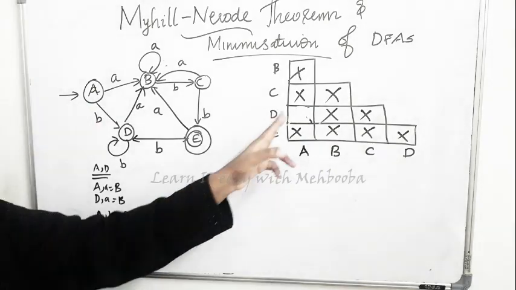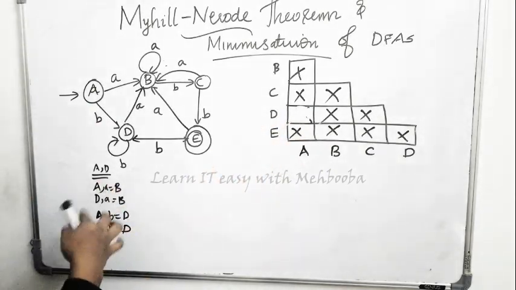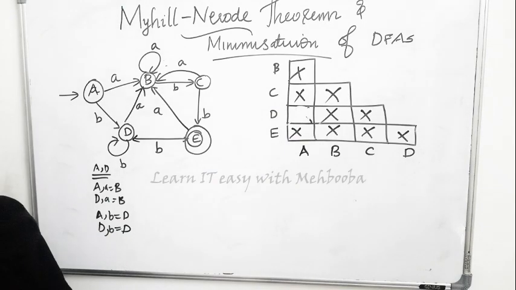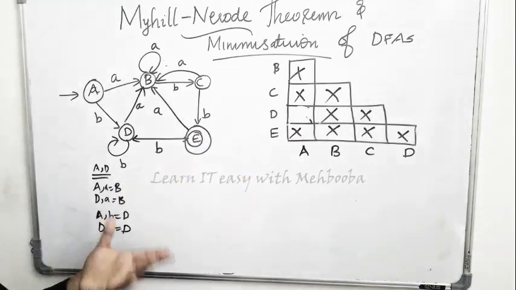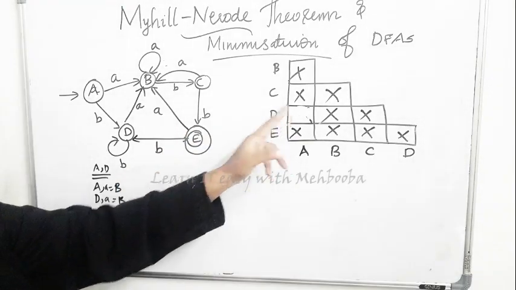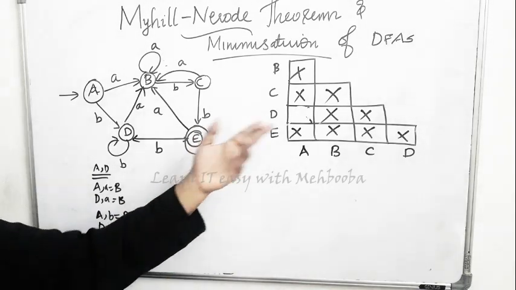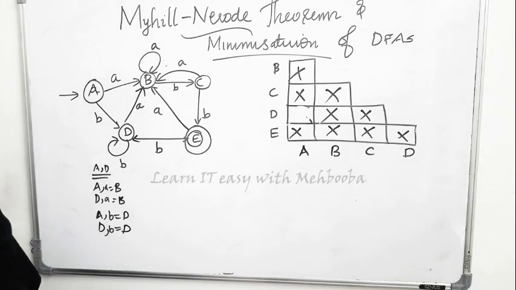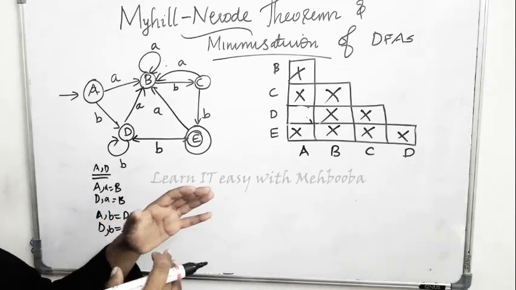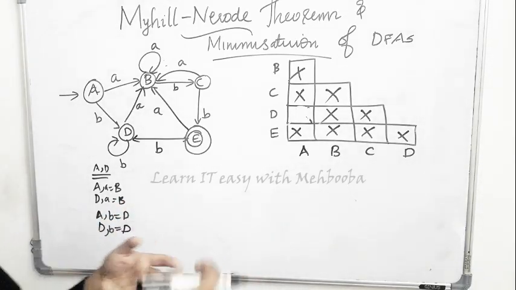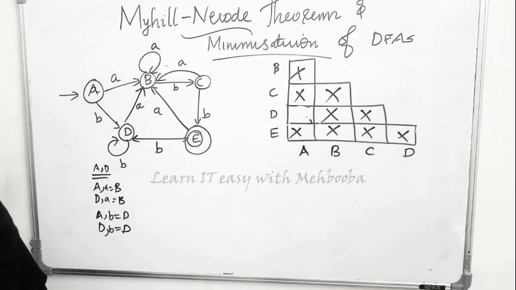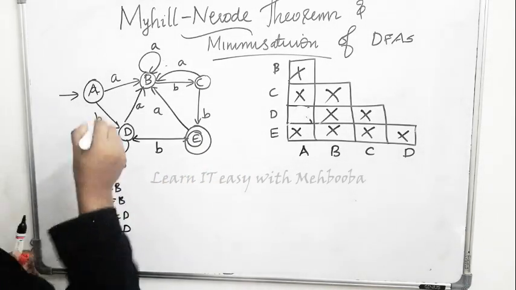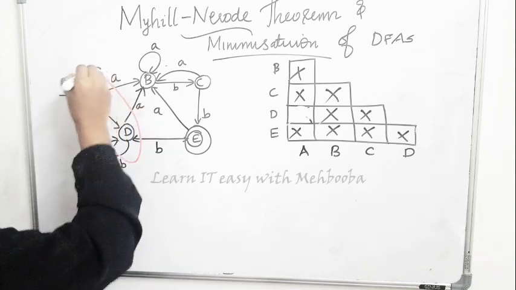So that pair is at the end. When we are doing one more iteration, AD pair is left as unmarked there. So that means that we can't mark A and D. They are not distinguishable. That is, they are the same. That is, A and D pairs can be merged together because they are the same.